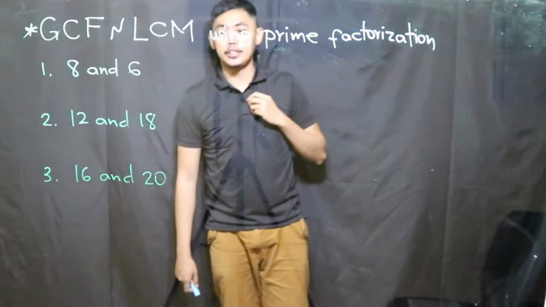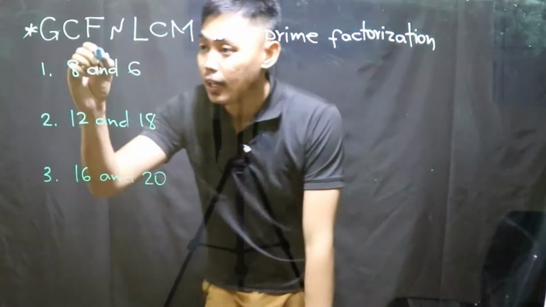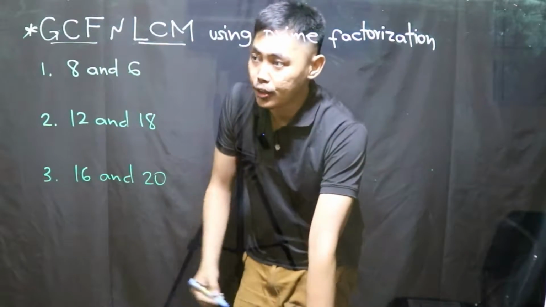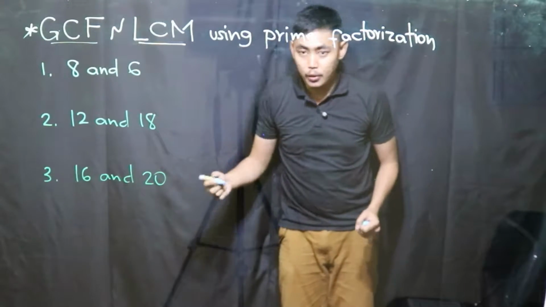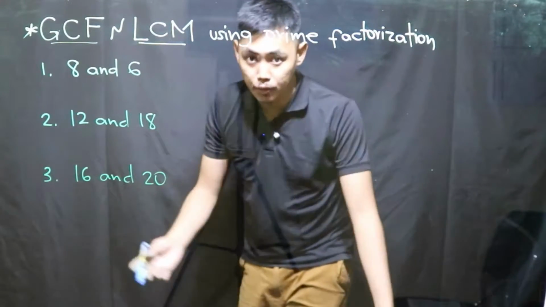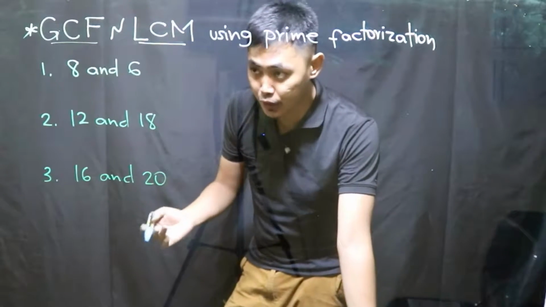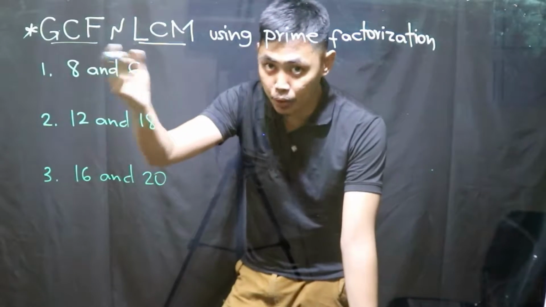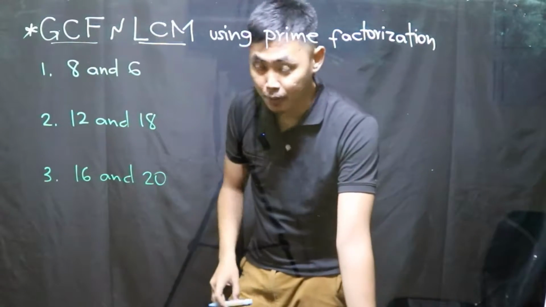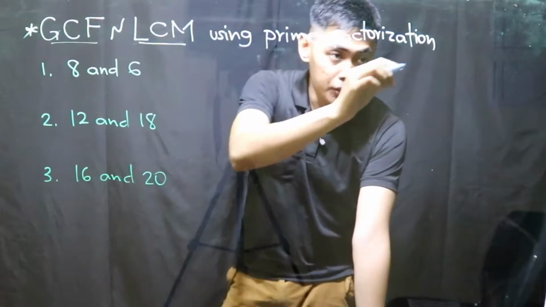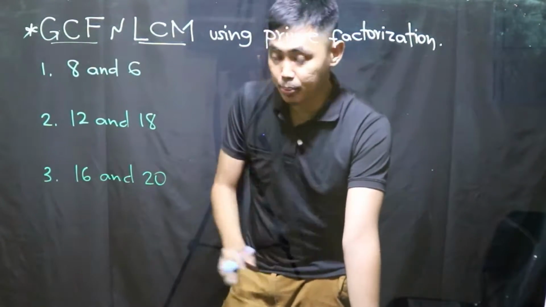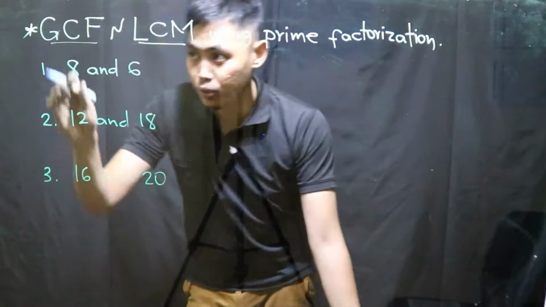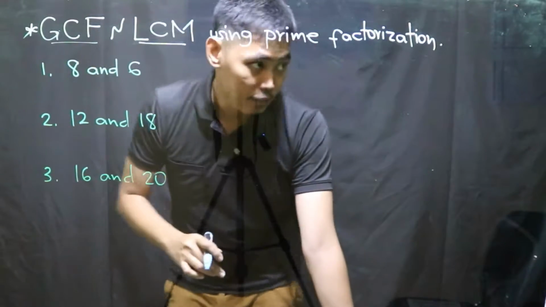Today we will learn about greatest common factor, which is GCF, and least common multiple, which is LCM. I know you already understand what a greatest common factor and a least common multiple are because we have discussed that in our previous videos. But this time, we will find them both by just using prime factorization. I know that you are already familiar with this process, getting the prime factorization of numbers. So let's go ahead and look for the GCF and LCM using prime factorization.